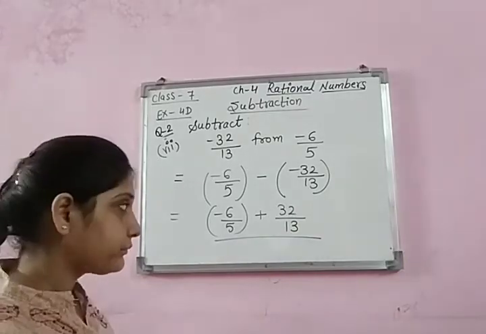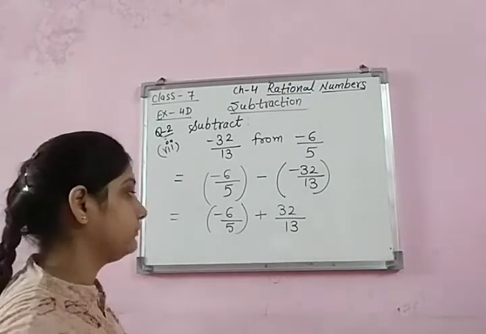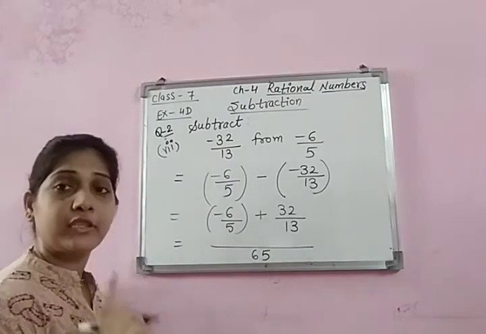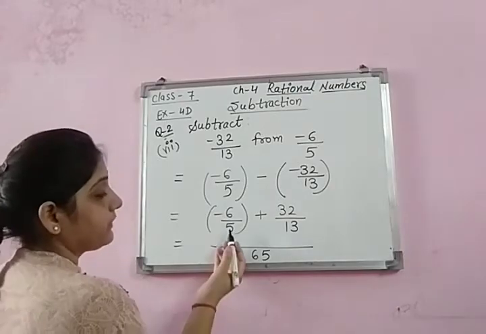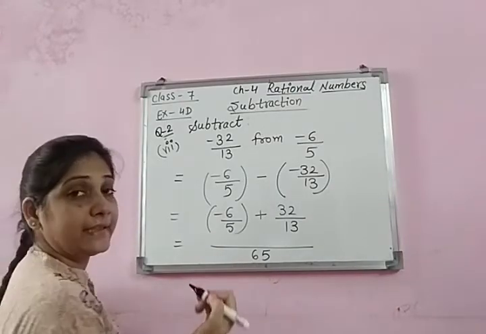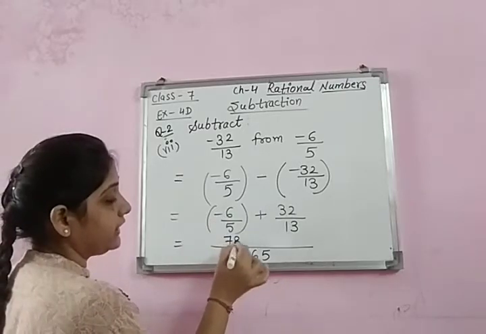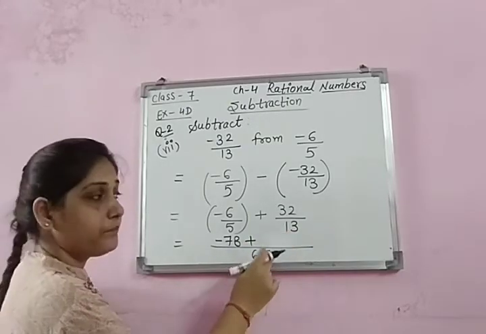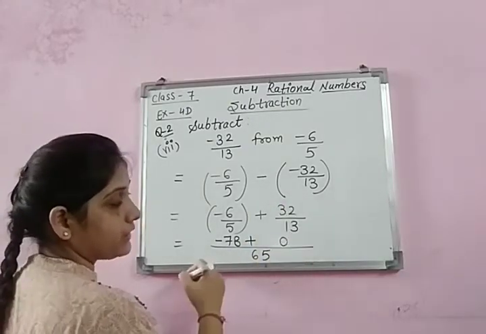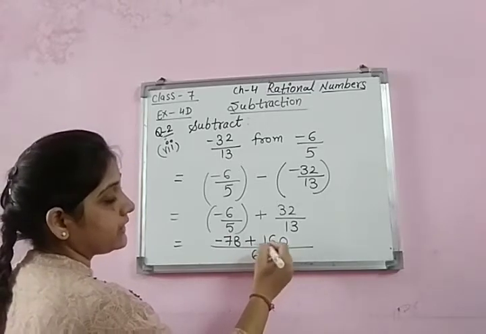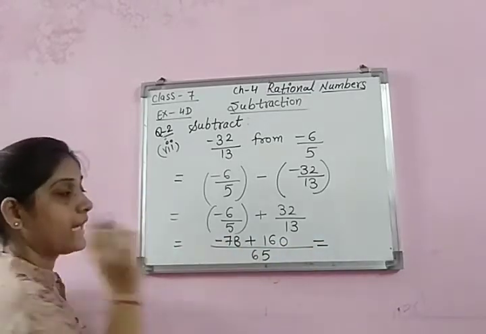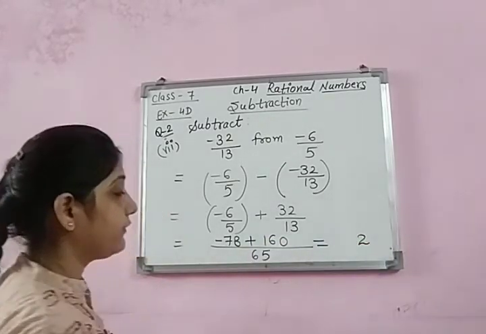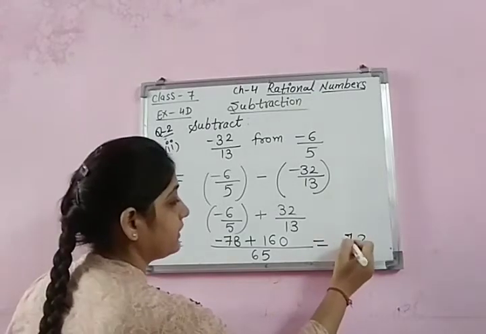Take the LCM. 13 5s are 65, because both come in different tables, so their multiplication will be their LCM. So when you divide it by 5, you will get 13, and 13 7s are 78 with the negative sign, minus 78. Then 5 multiplied with 32: 5 2s are 10, 5 3s are 15, and 1 is 16. Now opposite sign means we have to subtract. So 10 minus 8 gives us 2, and 14 minus 7, 7.